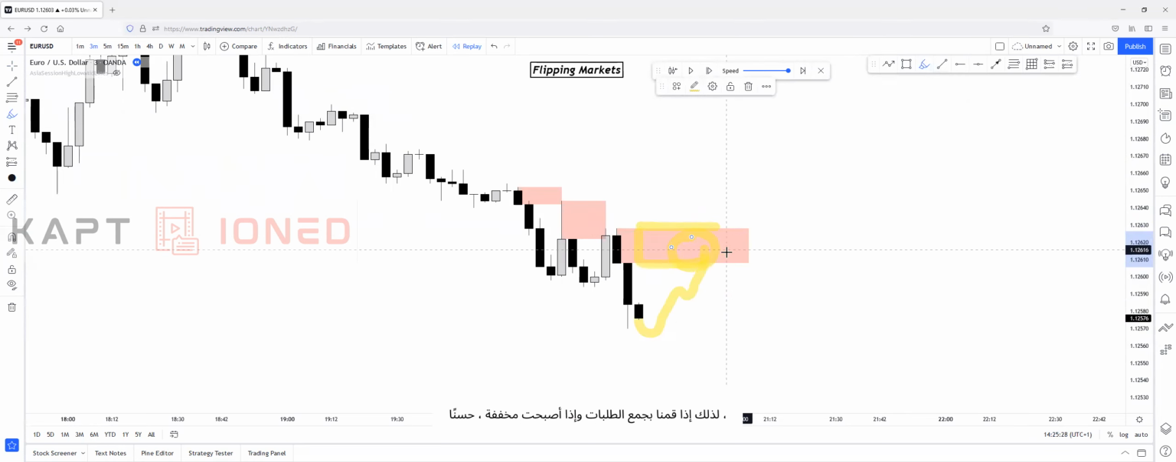So let's see another example. As I said earlier, a zone can only be mitigated once because orders can't be picked up twice, but price can form another zone inside of the old one. So I brought an example for this one.